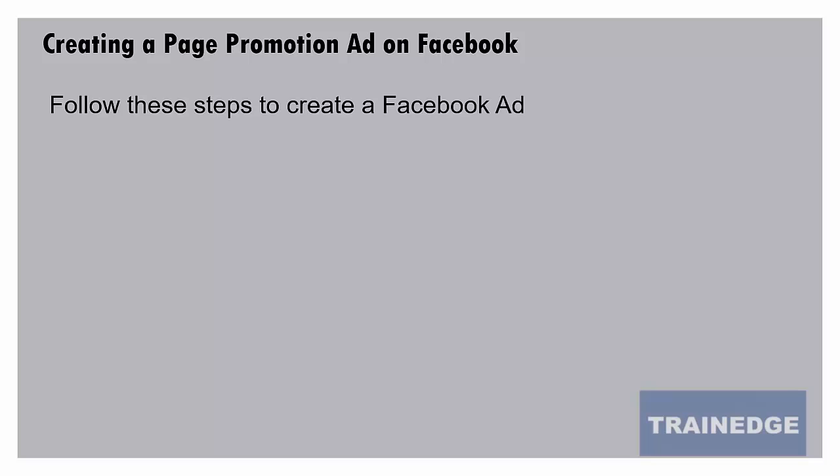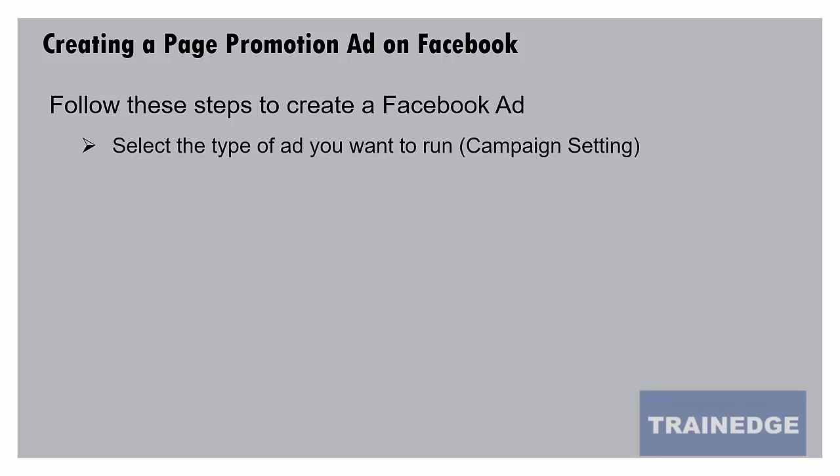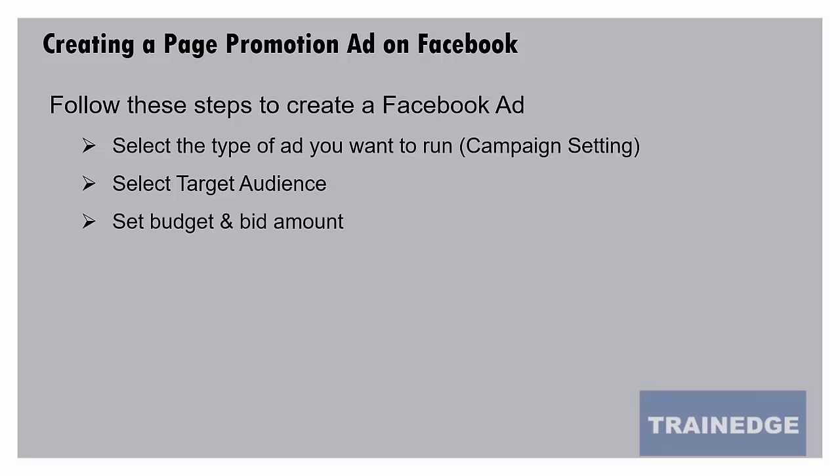To create a page promotion ad on Facebook, on the campaign or setting page or the objective page, you will select the page promotion ad as the type of ad you want to run. Then you'll select your target audience. You'll decide who is going to see the ad. Then you'll set a budget and the bid amount, how much money in total you are willing to spend and how much you are willing to pay per like. Then you'll set the start and end date for the ad campaign. Then finally you will set up the creatives. You'll create the ads that people will see.